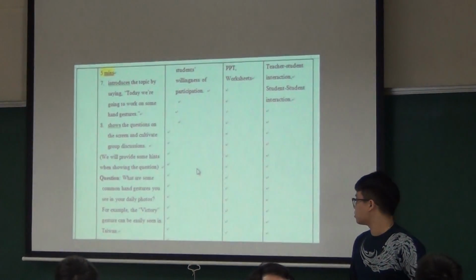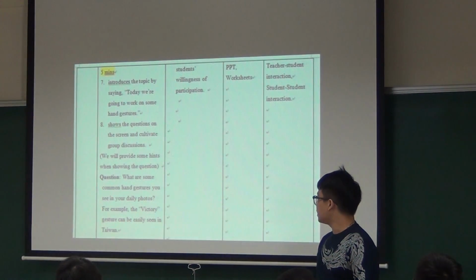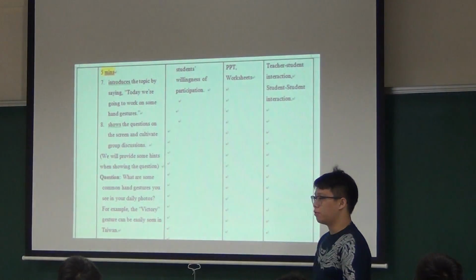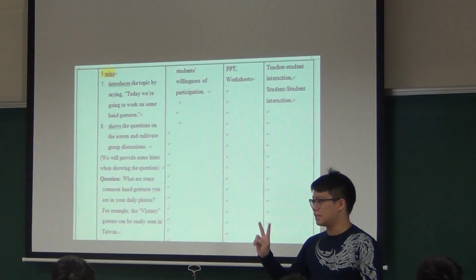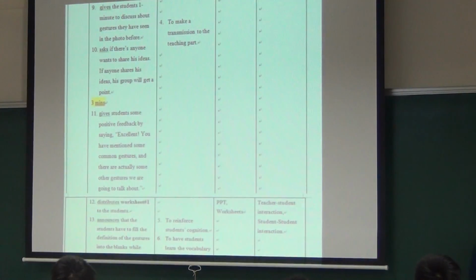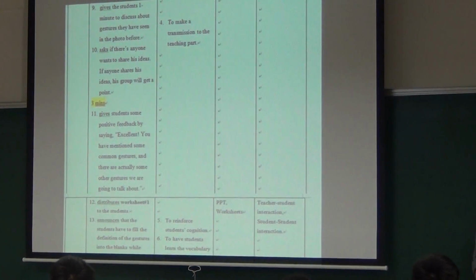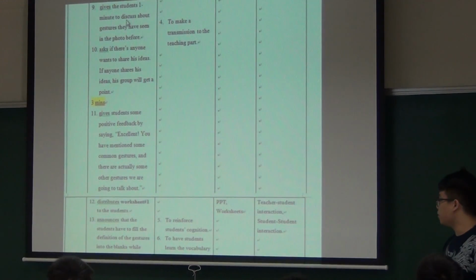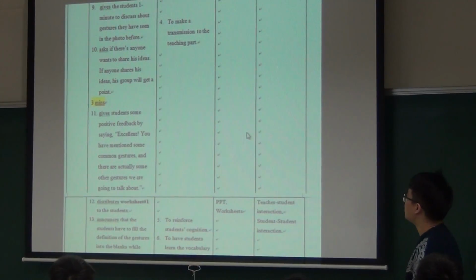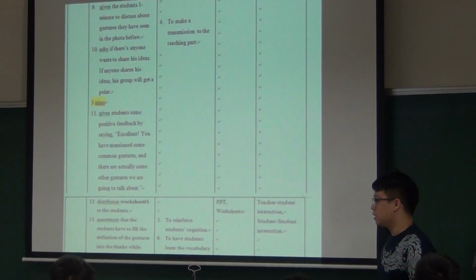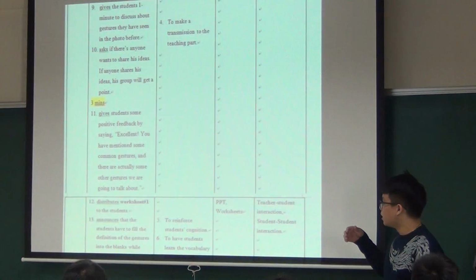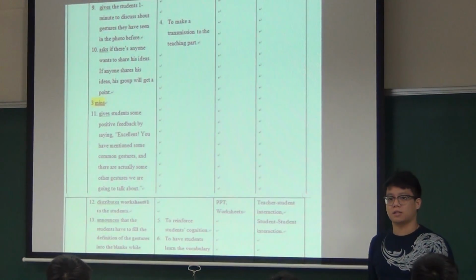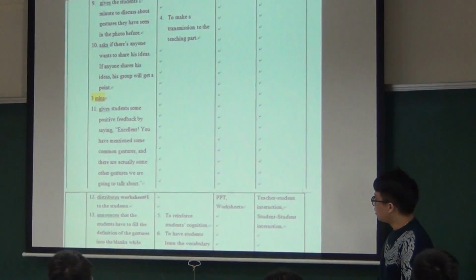What are some common hand gestures used in daily photos? For example, we're providing an example. For example, Victory. The Victory gesture will be easily seen in Taiwan when we are taking photos. And now we will confirm their answer by giving positive reinforcement. So in this stage, the aim is to make a communication to the teaching part. So after giving positive feedback, we will start to briefly introduce what we are going to teach next, and we will move into the teaching part.